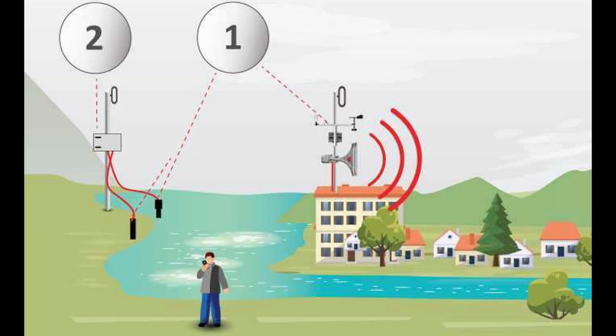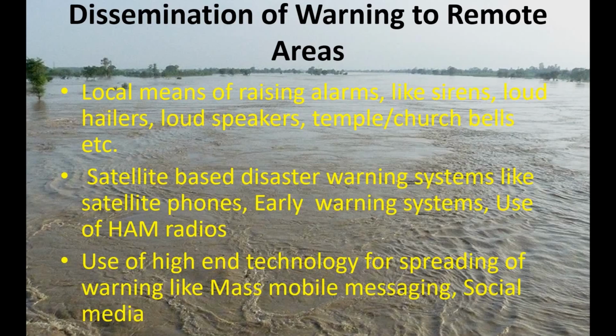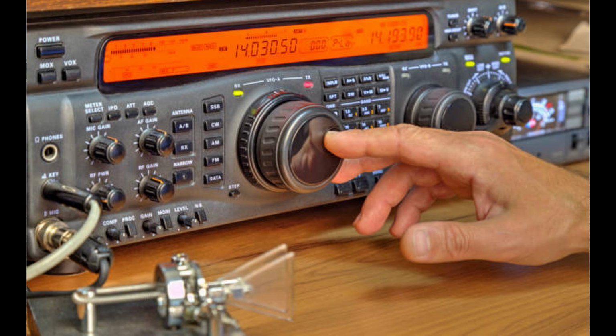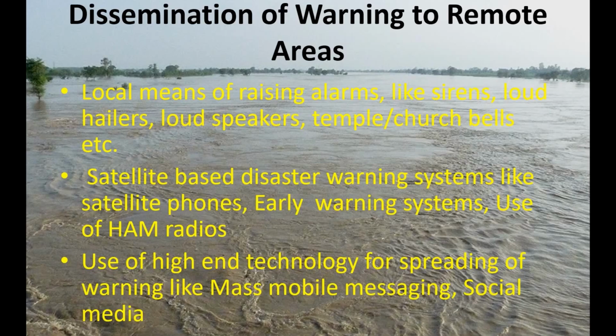Local means of raising alarms like sirens, loud hailers, loudspeakers, temple/church bells, etc. Especially for those people who are caught on an island or at sea, a satellite-based disaster warning system like satellite phones, early warning systems, use of ham radios, and use of high-end technology for spreading of warning like mass mobile messaging, social media, etc. can also be used to save lives.